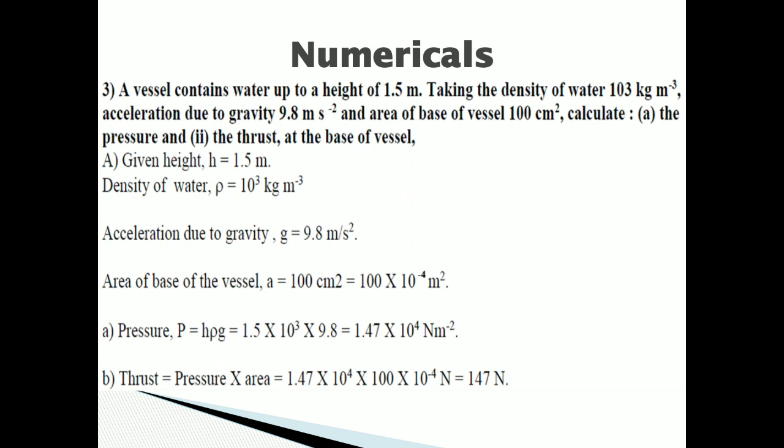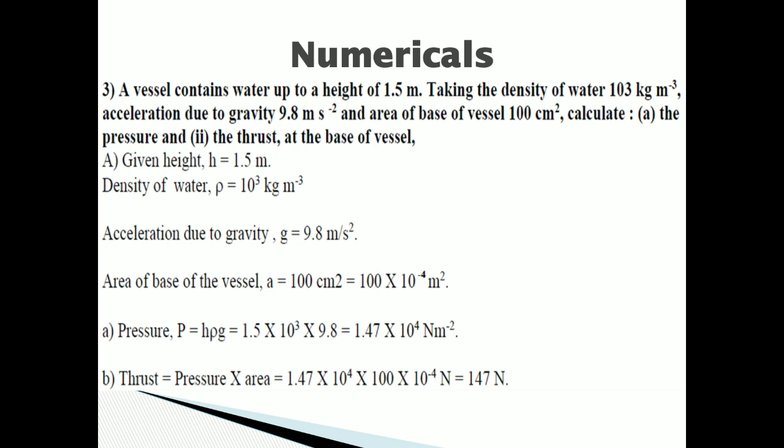Pressure is what? P is equal to h rho g. What is h over here? 1.5. Rho is what? 1000, means 10 raised to 3, into 9.8. After calculating, you will be getting the answer as 1.47 into 10 raised to 4 Newton per meter square.